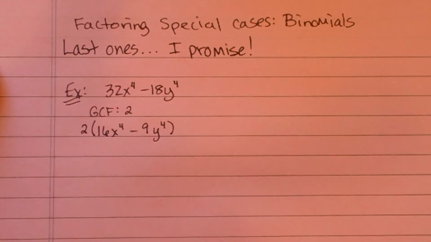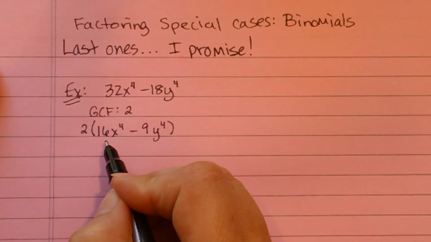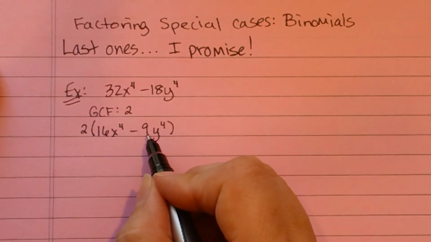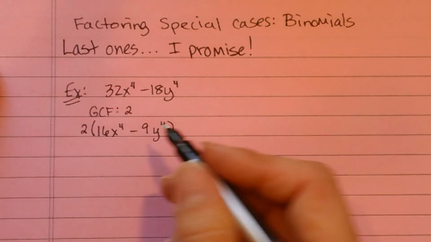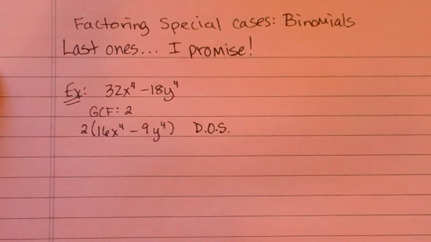Now with these two terms, remember we're looking for the two terms to either be perfect squares or perfect cubes. And you look at 16x to the fourth, that's going to be 4 times 4 to give you 16, and x squared times x squared to give you x to the fourth. And then 3 times 3 to give you 9, and y squared times y squared to give you y to the fourth. So this actually is difference of squares.